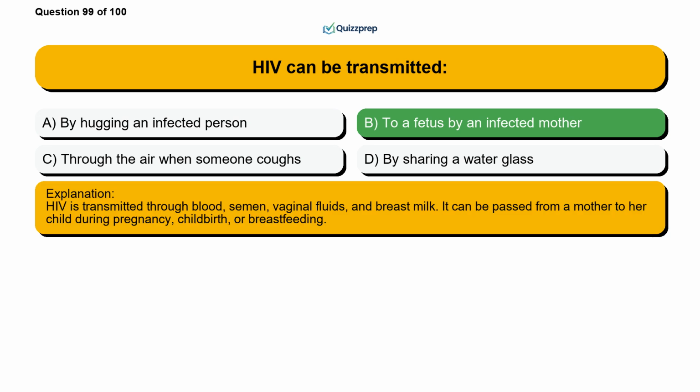HIV is transmitted through blood, semen, vaginal fluids, and breast milk. It can be passed from a mother to her child during pregnancy, childbirth, or breastfeeding.